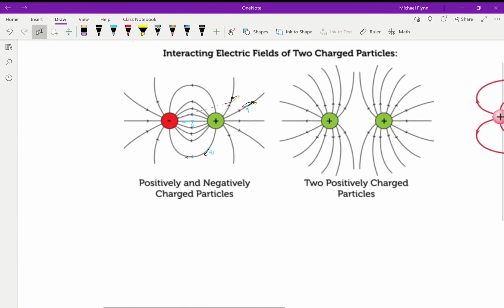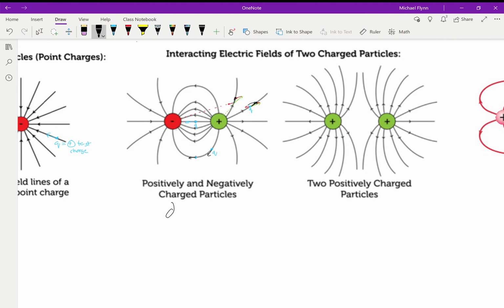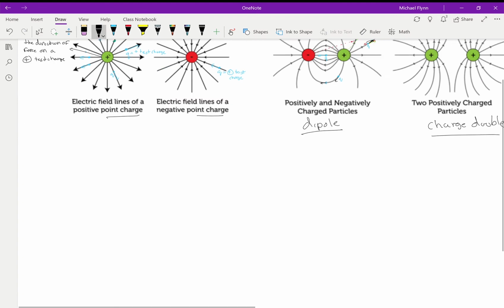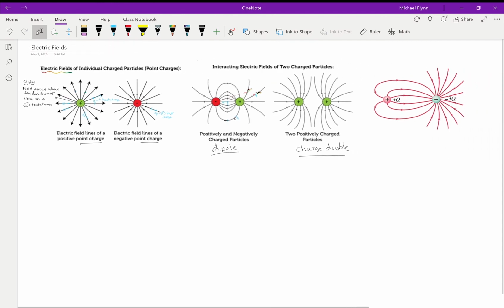This one, by the way, is called a dipole. And this is called a charge double, or a double charge sometimes. Anyway, these ones individually are called point charges. So that's how you draw diagrams.